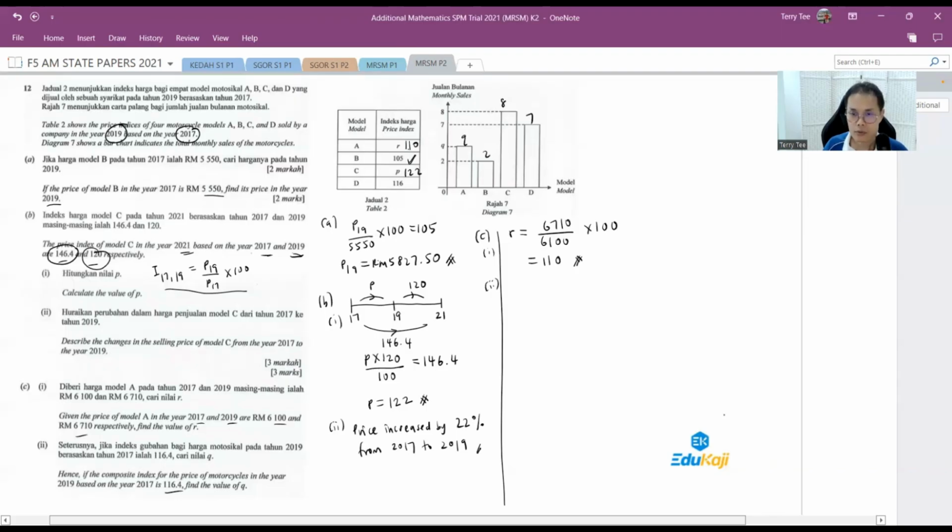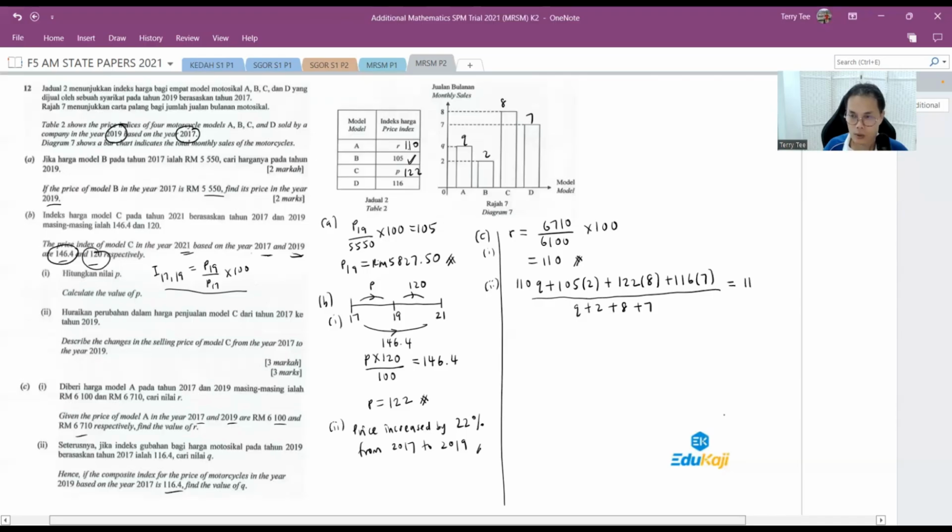Now, I just have to use the composite index. Remember, composite index is the sum of IW divided by sum of W. We take each individual index, multiply with the weightage, divide by your total weightage. So I'm going to write the formula straight away. My individual index, the first one is 110, I multiply by Q. Second one, 105, I multiply by 2. Third one, P is 122, I multiply by 8. Last one, 116, I multiply by 7. Divide by your total weightage, Q plus 2 plus 8 plus 7.